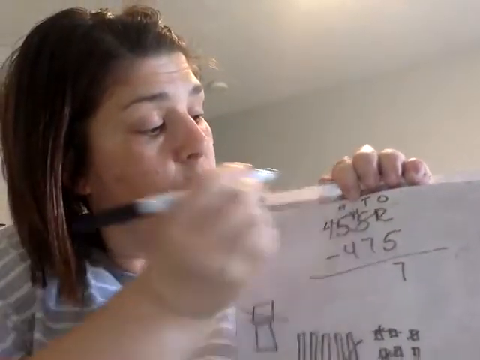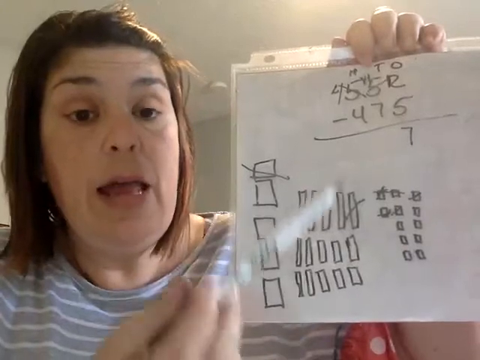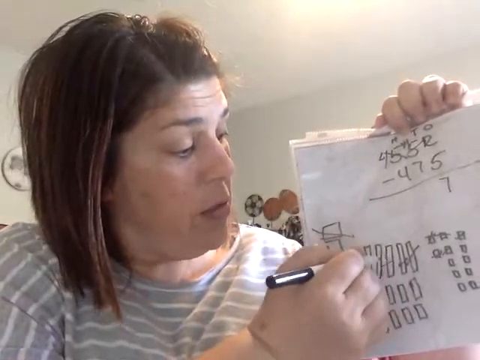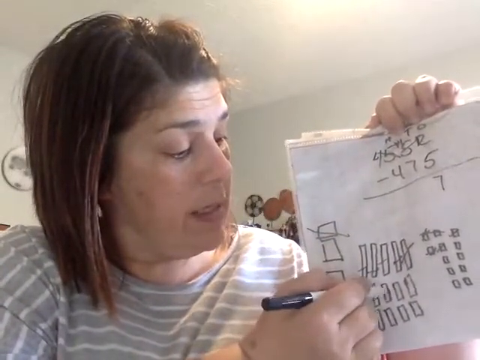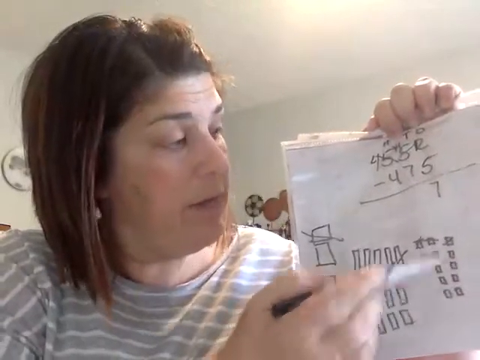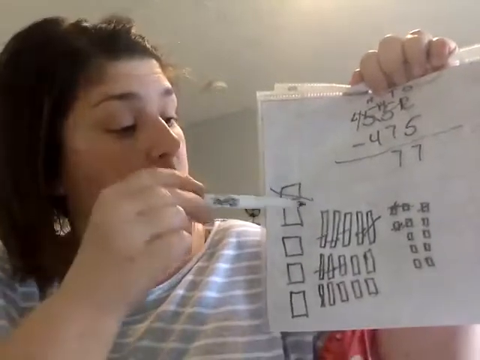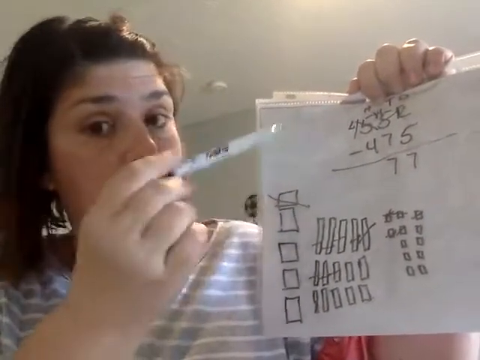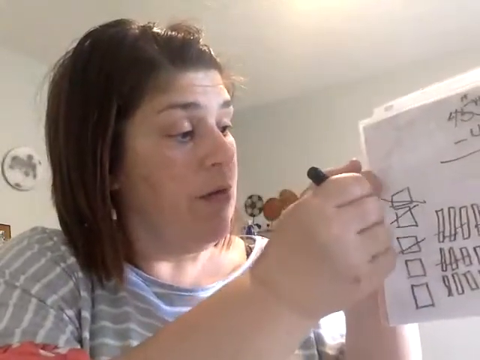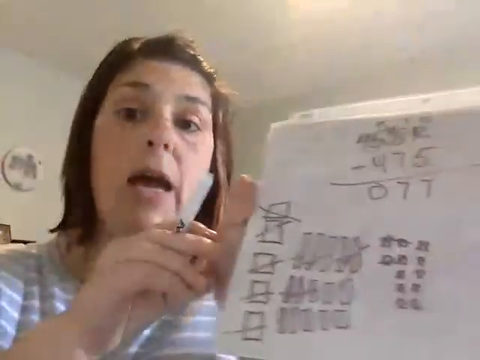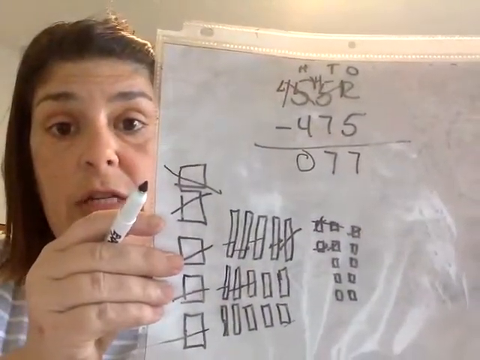And 10 plus 4 is 14. Now can I take 7 away? Yeah. 1, 2, 3, 4, 5, 6, 7. And I have 5, 6, 7 remaining. Now it's time to move to the hundreds place. I have 4 and it wants me to take 4. So if I take all 4 of them, how many am I left with? That's right. So 552 minus 475 is 77. Okay?